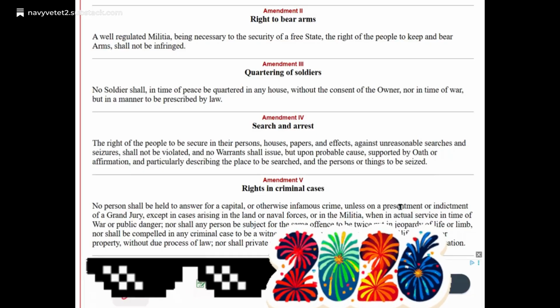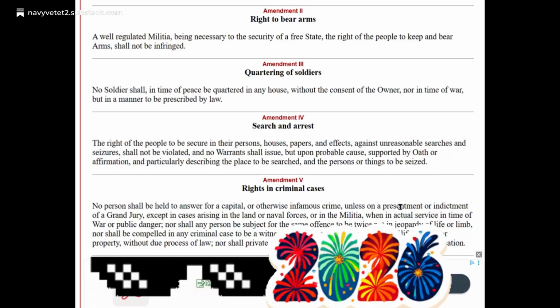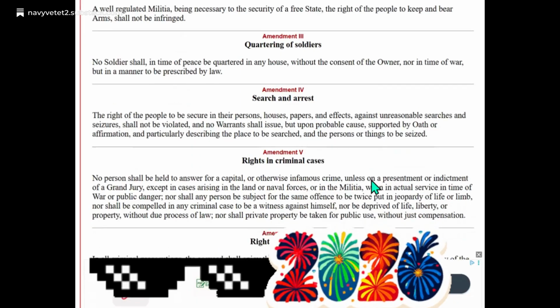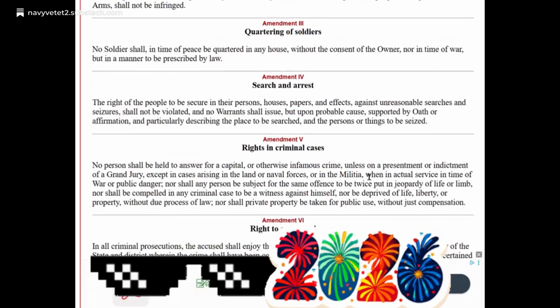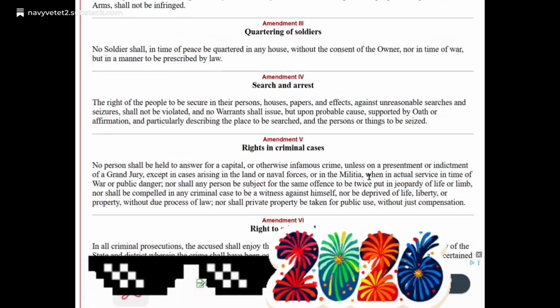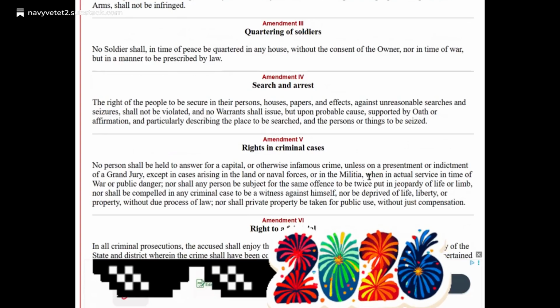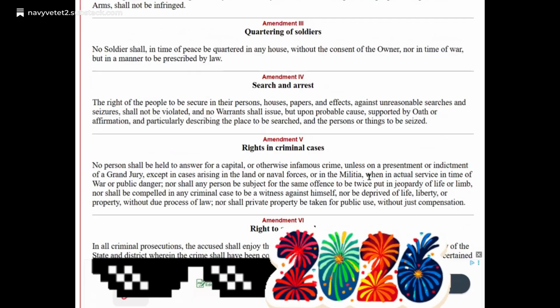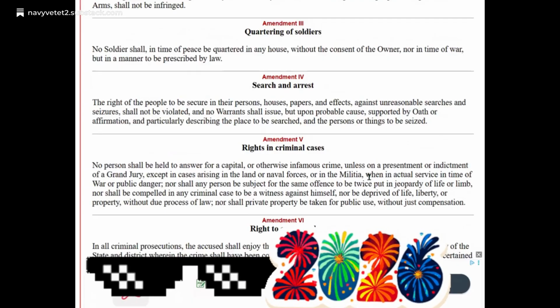Amendment 3. And I'm referring to it as an article because the original Constitution called these articles, not amendments. Amendment 3: No soldier shall, in time of peace, be quartered in any home without the consent of the owner, nor in a time of war, but in a manner to be prescribed by law.